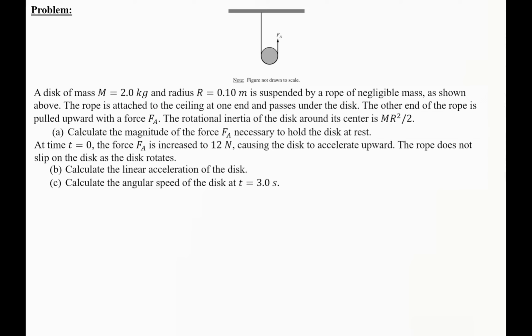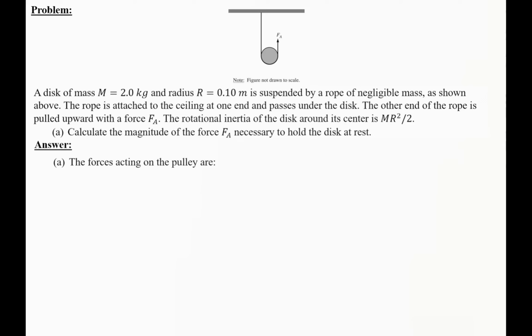The rope is attached to the ceiling at one end and passes under the disk. The other end of the rope is pulled upward with the force Fa. The rotational inertia of the disk around its center is given by mr squared over 2. In part A, we need to calculate the magnitude of the force Fa necessary to hold the disk at rest. So the disk is at rest, we can use rotational equilibrium or translational equilibrium.